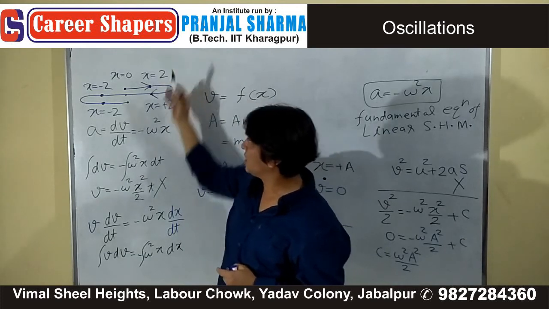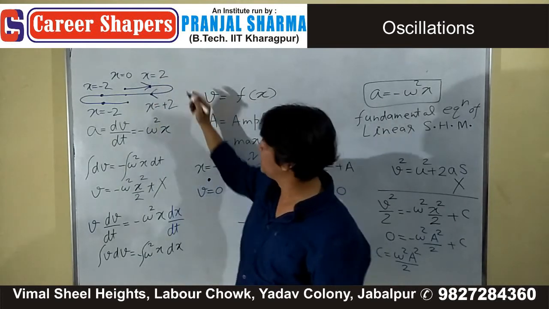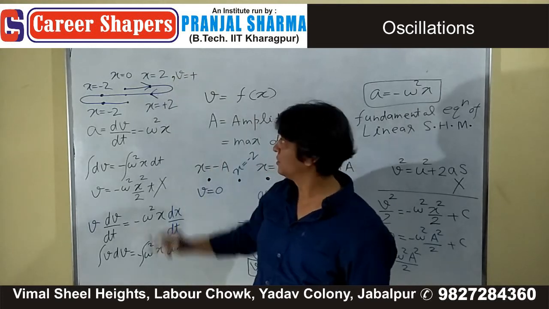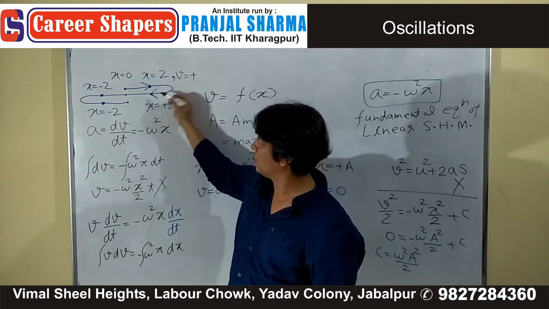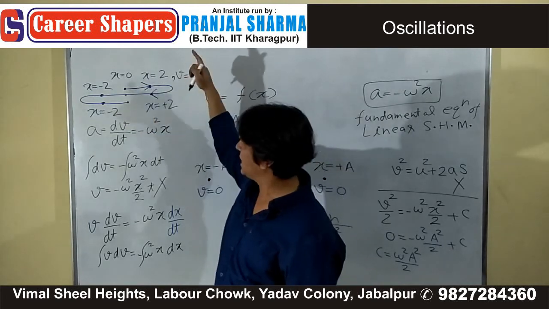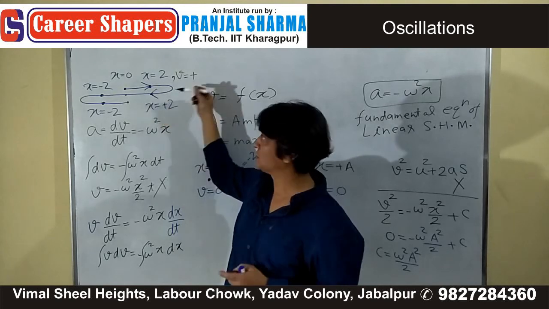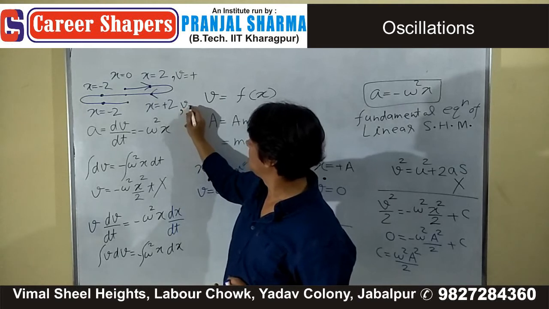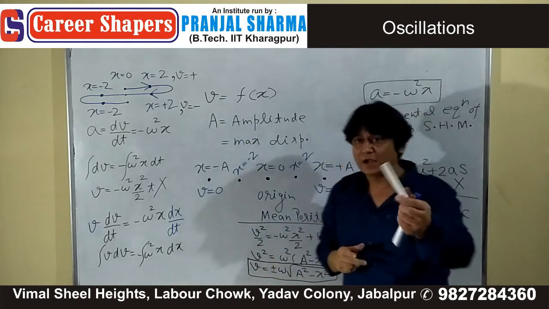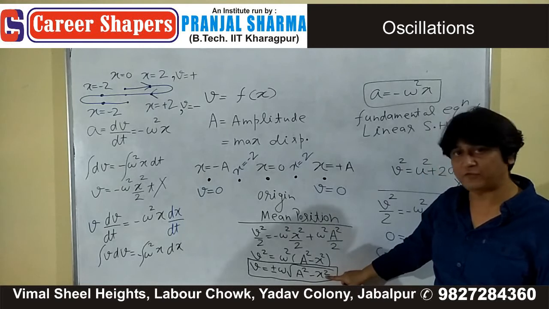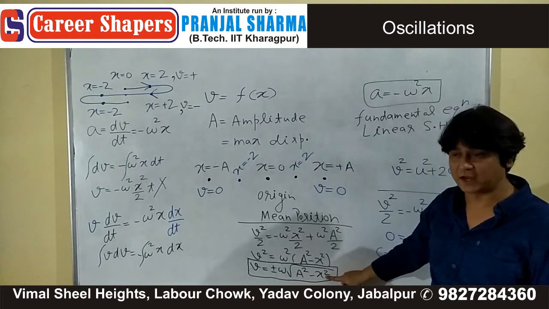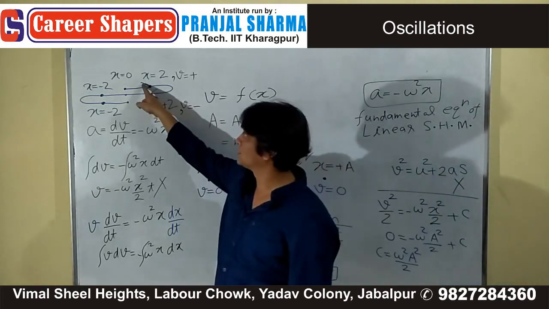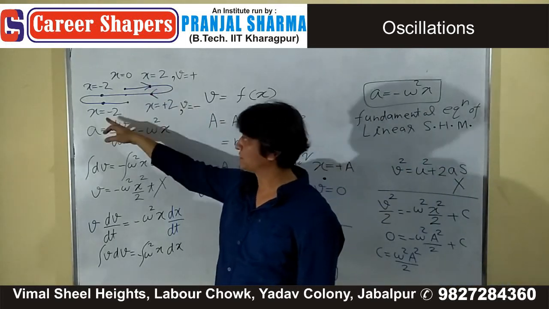For this, the object is moving this way, and you say that v is coming positive. For this, look at the direction. The object is moving this way. X is positive, but what is the direction of velocity? Left, and therefore v is negative. That means for a given value of x, if it is 2, let's say, you get two values of v, plus and minus. Same is the case with this.